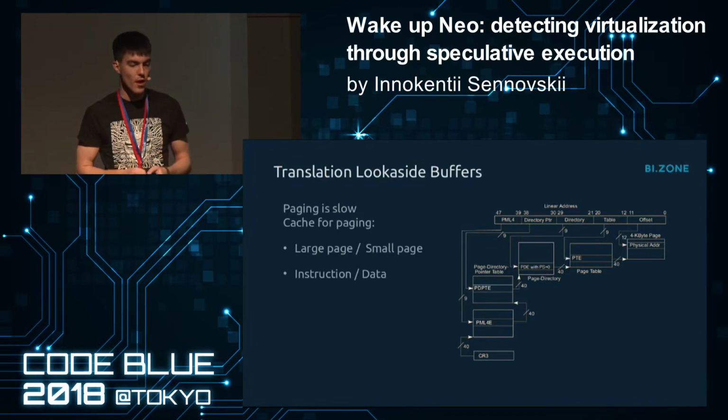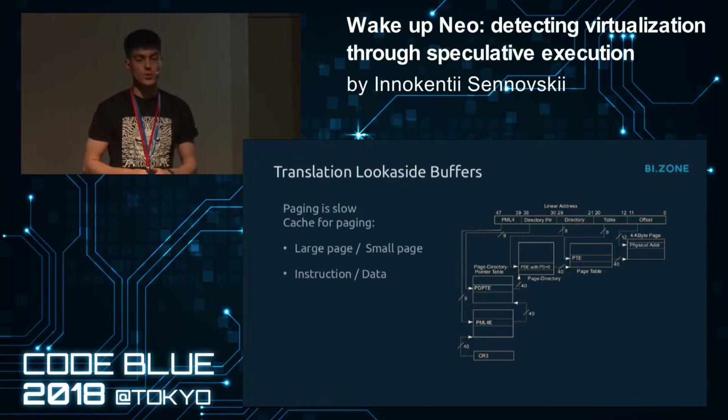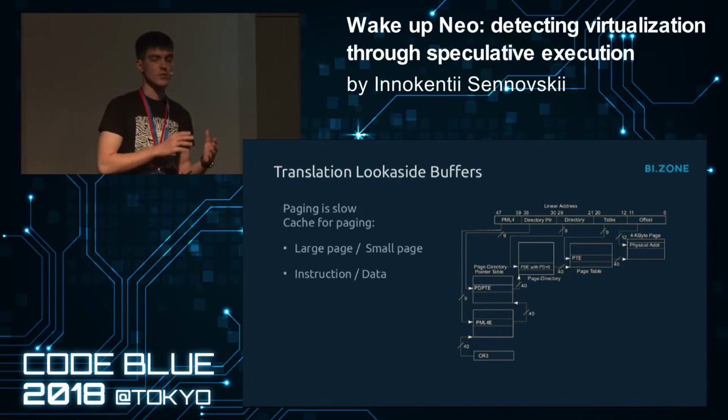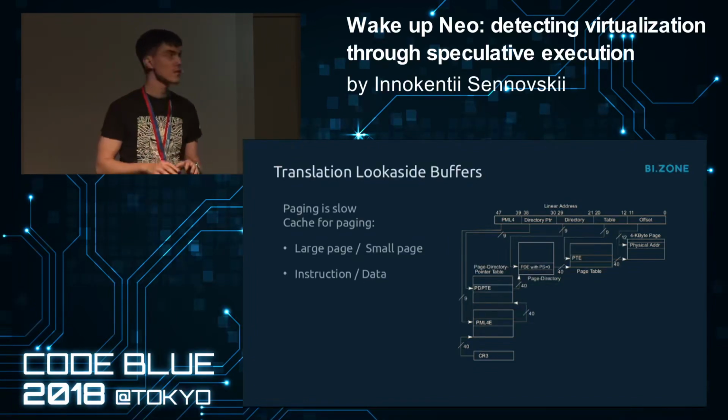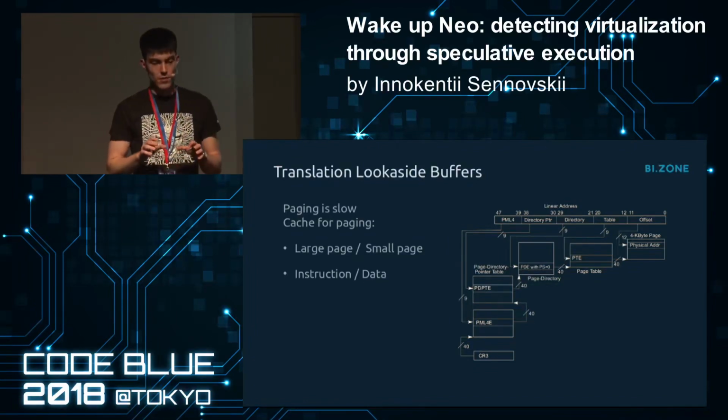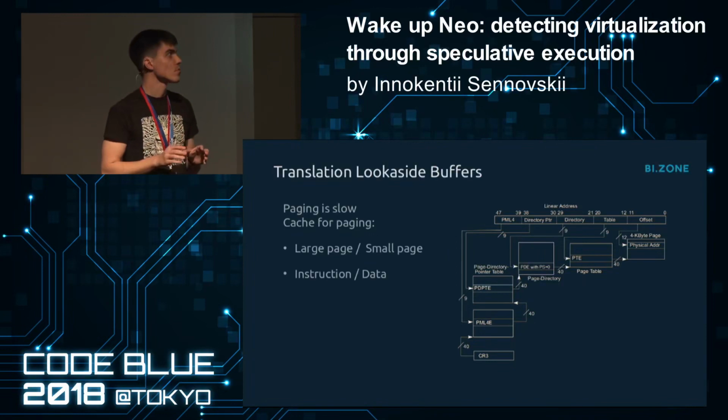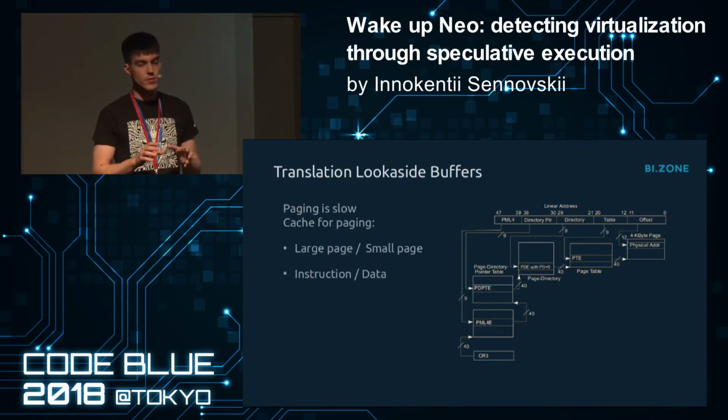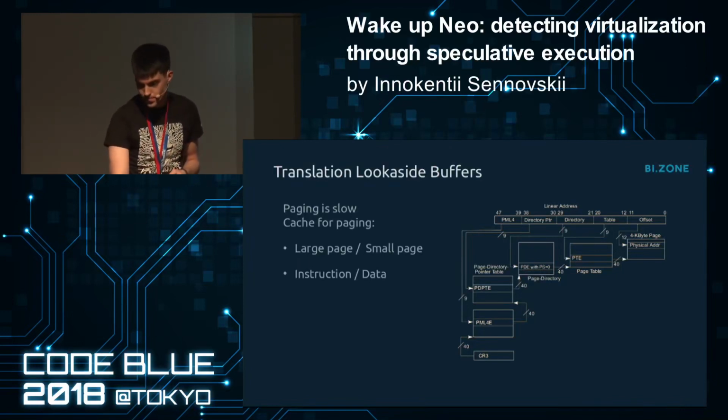physical addresses. To cope with that, modern CPUs have these translation look-aside buffers, which save the translation from virtual address to physical address, or at least some steps of it. For example, it can cache page table entries or page directory entries.